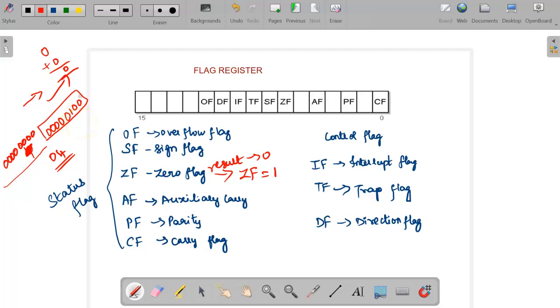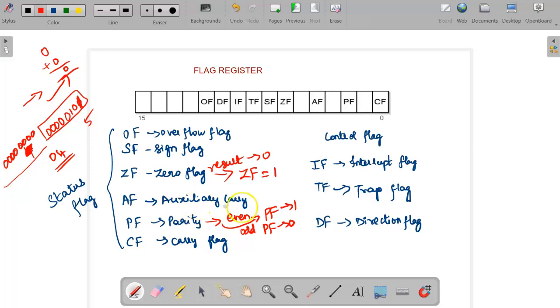If suppose I have an even number of ones, like this 1, 0, 1, which is 5, an even number of ones, then the parity flag will be set to 1. So an even number of ones means the parity flag is set to 1. PF value will become 1. An odd number of ones means the parity flag will become 0. So according to the result, it will affect your flag register. That is what I am trying to tell.